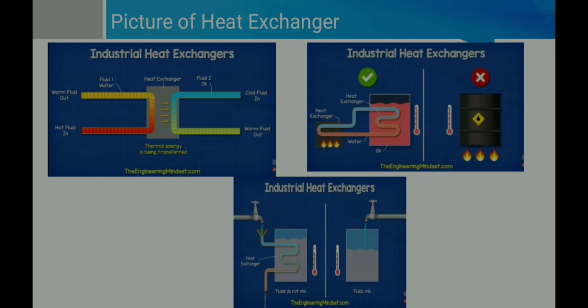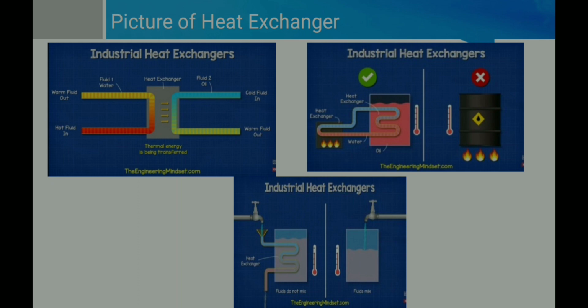At the bottom image, we can see the difference between fluid mixing and fluid not mixing. This picture transparently shows how a fluid transfers heat from one part to another part without mixing them.